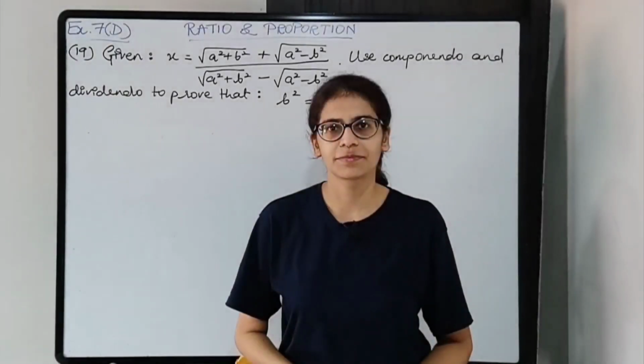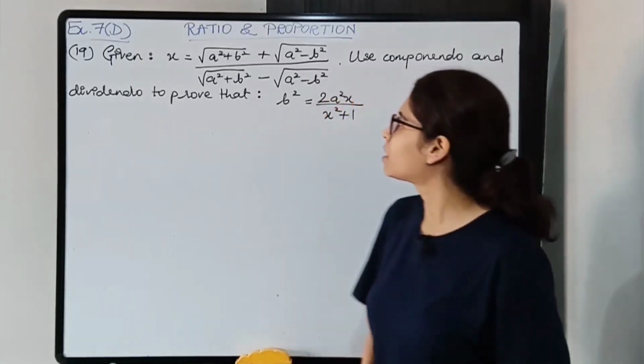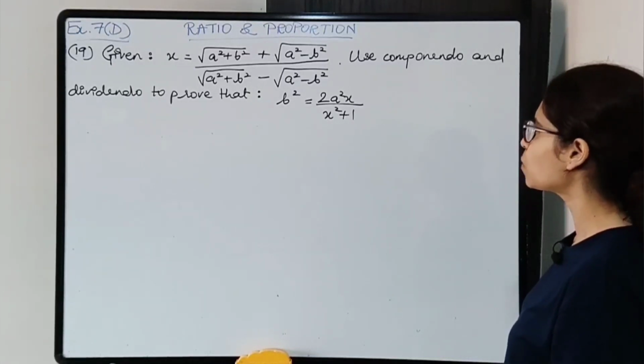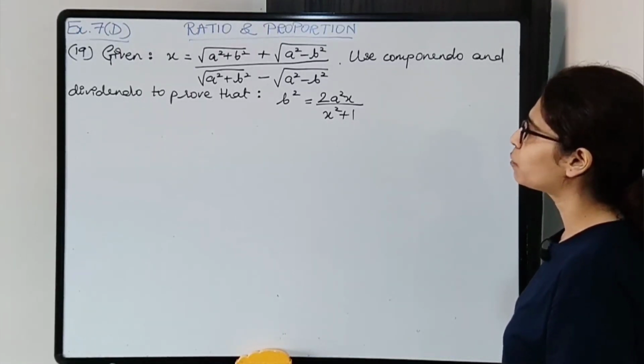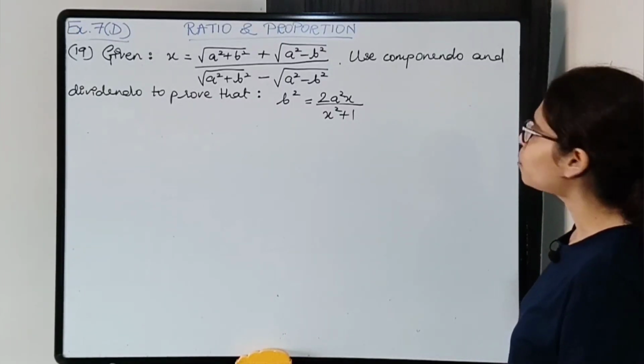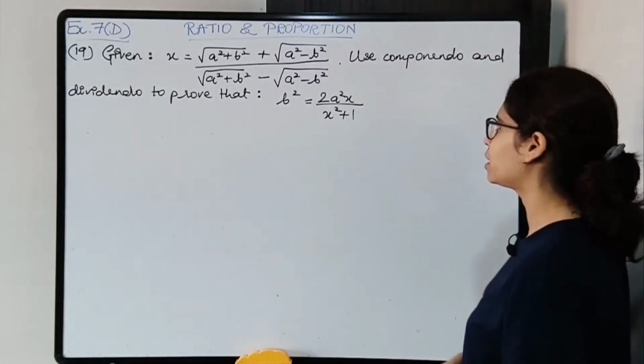Okay. Moving on to next question, question number 19. Given x is equal to square root of a square plus b square plus square root of a square minus b square upon square root of a square plus b square minus square root of a square minus b square, use componendo and dividendo to prove that b square is equal to 2a square x upon x square plus 1.